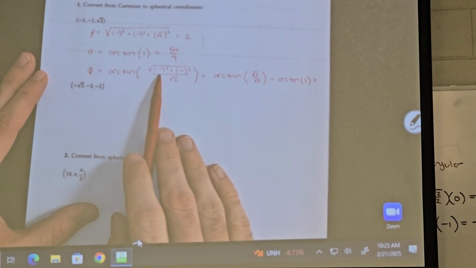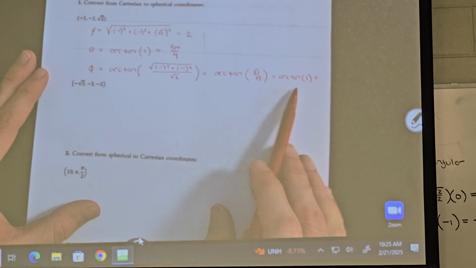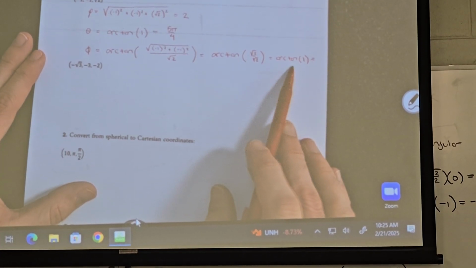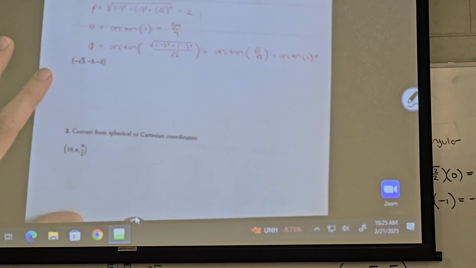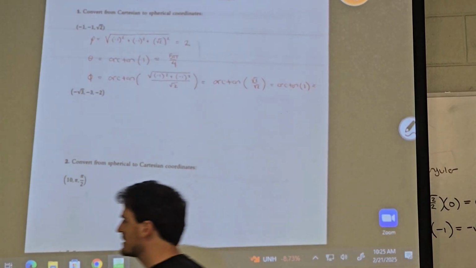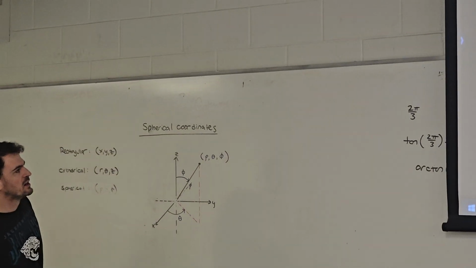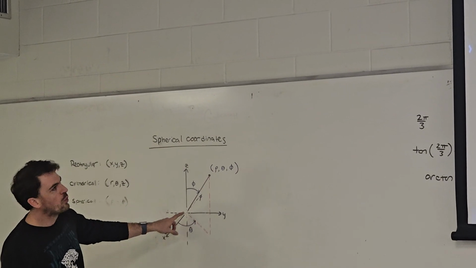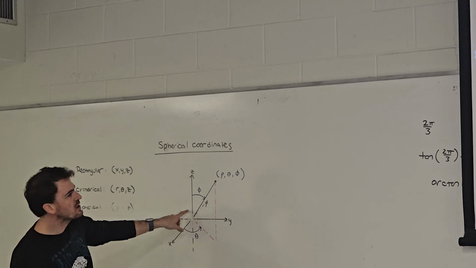Last one, phi, I get square root 2 over 2, square root 2 over 2. So I land on arctangent of 1 again. But again, I just have to think about this. Now I'm remembering that phi is the angle from the positive z-axis. So I'm thinking, okay, -1, -1.